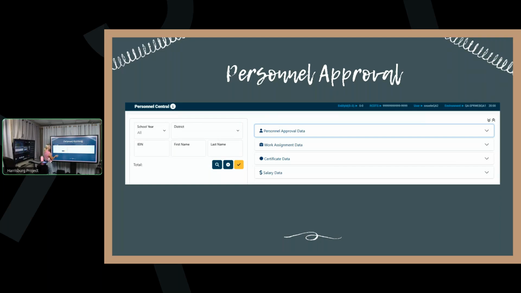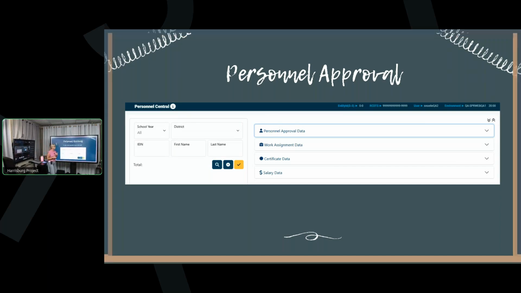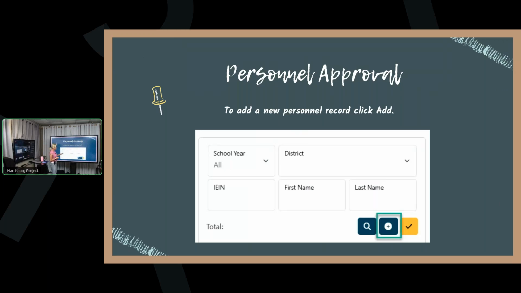So for the personnel approval data, basically what we need to know is if that person worked on December 1st. So when you go in to add a new person, what I recommend is that you get their IEIN number to add them and search by that. So we're going to be looking at other ISB systems to locate this person. If they have a very common name, first name, last name is probably not a good idea. That's why I say if you're going to add somebody new, use the IEIN number when at all possible.